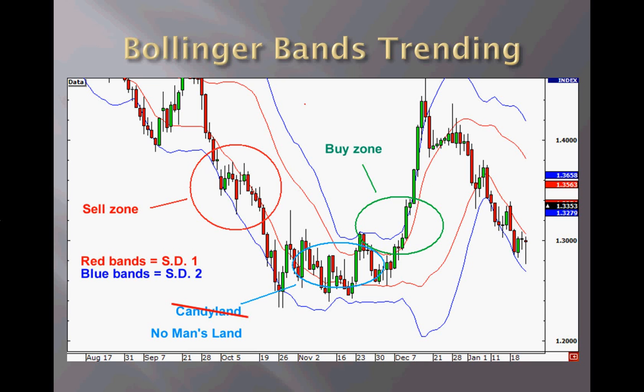The Bollinger Bands make it easy to confirm a trend visually. Downtrends can be confirmed when price is in the sell zone. Uptrends can be confirmed when price is in the buy zone.